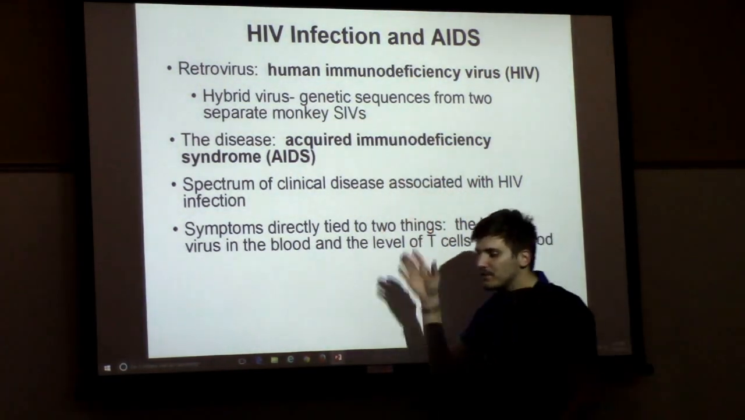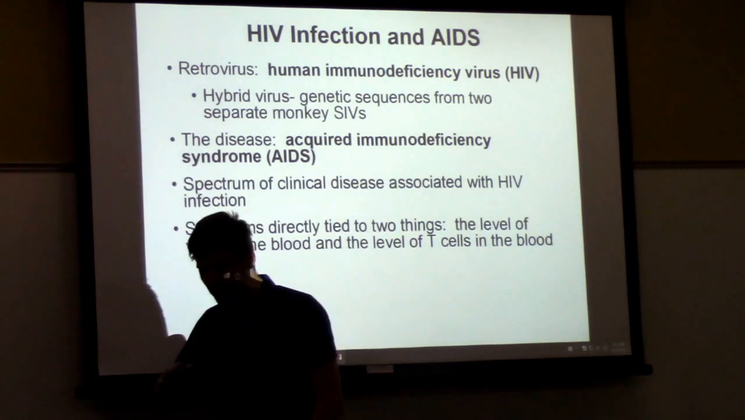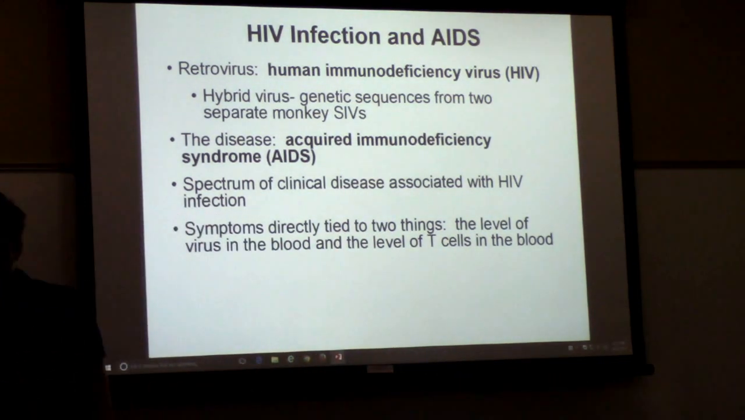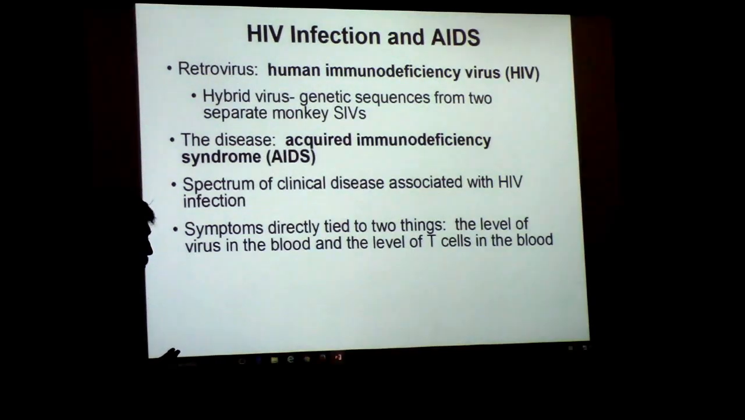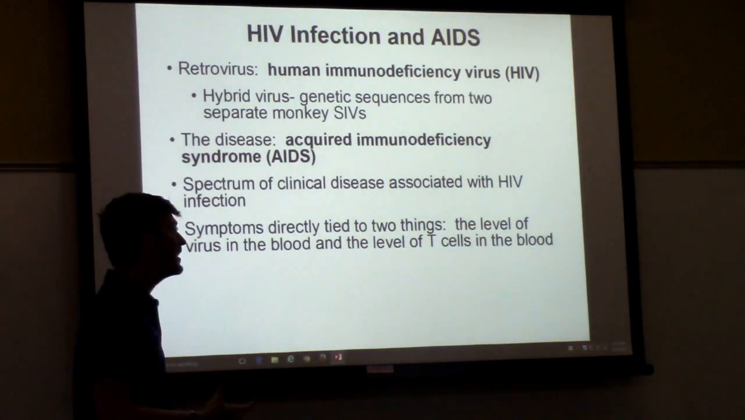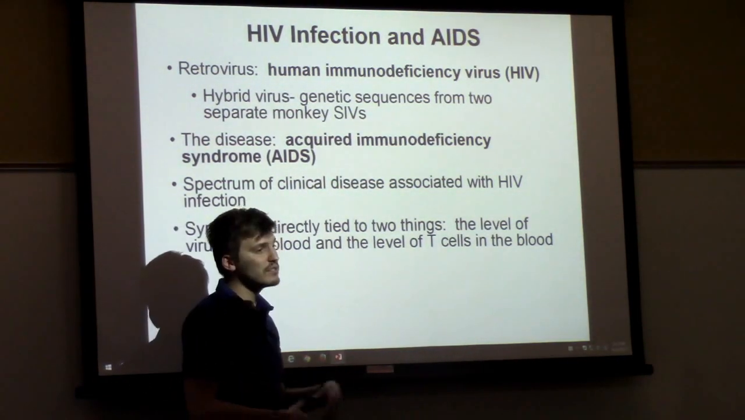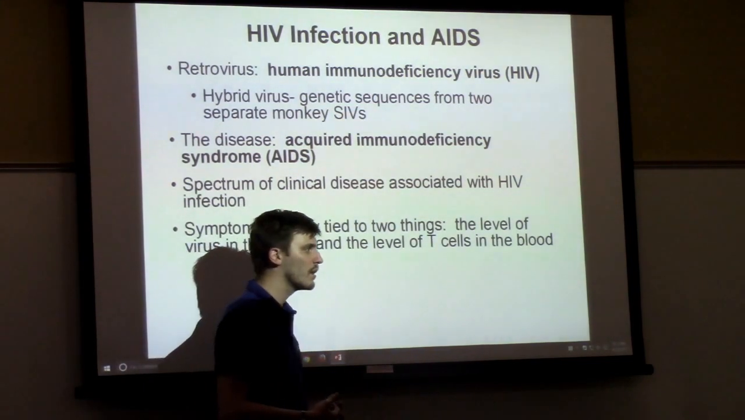AIDS is where your immune system is so weakened, or immunocompromised, because of the HIV virus that now you are susceptible to what we call AIDS-defining illnesses, which are relatively mild infections in a healthy individual, but they become very serious in an AIDS patient because their immune system is so compromised.